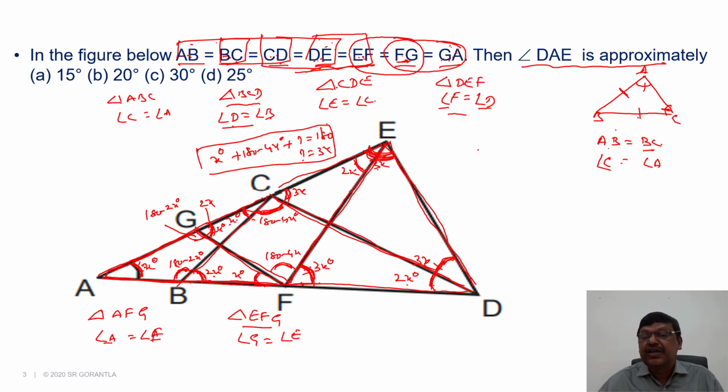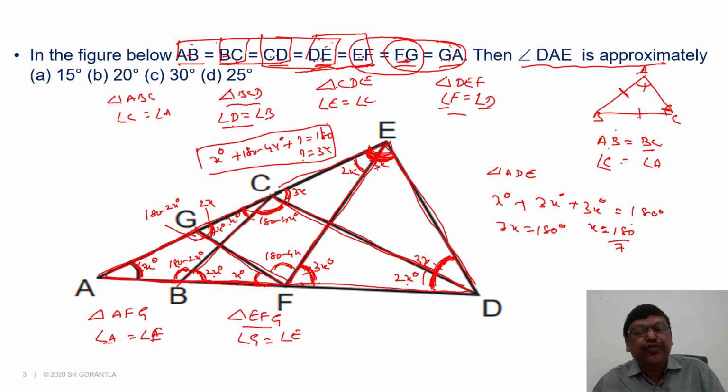If I consider triangle ADE, this angle A is x degrees, this angle E, entire thing is 3x. Here also this portion is 2x, but the entire thing we got is 3x. This is also 3x we said. This entire angle is 3x. So x plus 3x plus 3x total is 180 degrees. 7x is 180, or x equals 180 by 7, which is 25 point something.